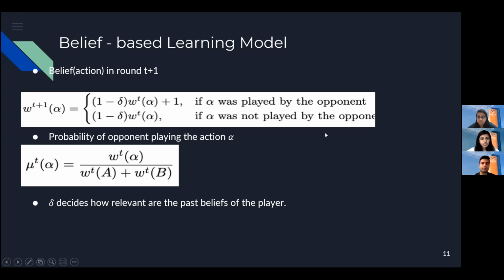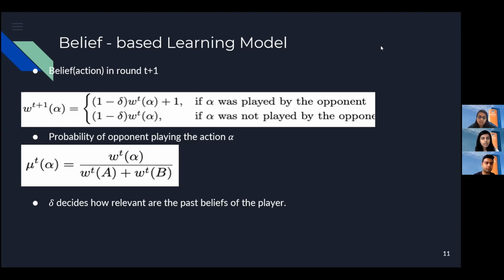In the belief-based learning model, we assign some prior belief about what we think the opponent might play. And then in the subsequent rounds, we update our beliefs. So we update our beliefs for every action as 1 minus delta times the belief of the previous action, added to 1 if the action was played by the opponent. And if the action was not played by the opponent, then we do not add the 1. The probability of our opponent playing this action is then calculated from the strength of the current beliefs. Here, delta is the parameter that decides how relevant our past beliefs are in constituting our current beliefs.